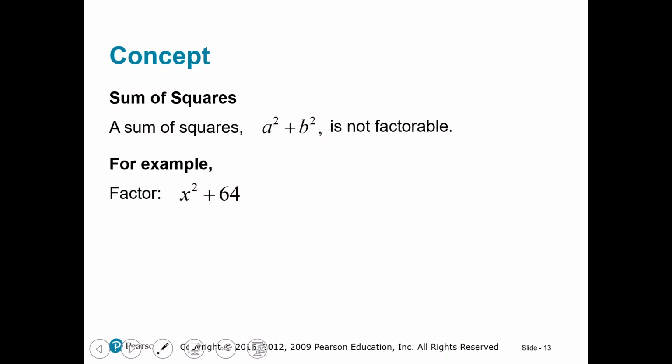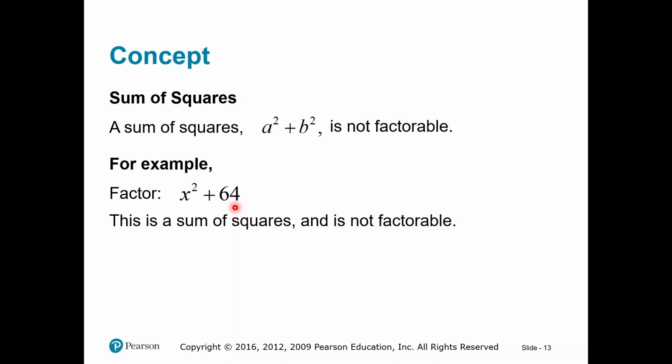Last but not least, we have the sum of squares. The sum of squares is not factorable. And so if I want to factor x squared plus 64, 64 is 8 squared, but because the sum of squares is not factorable, then x squared plus 64 is not factorable.